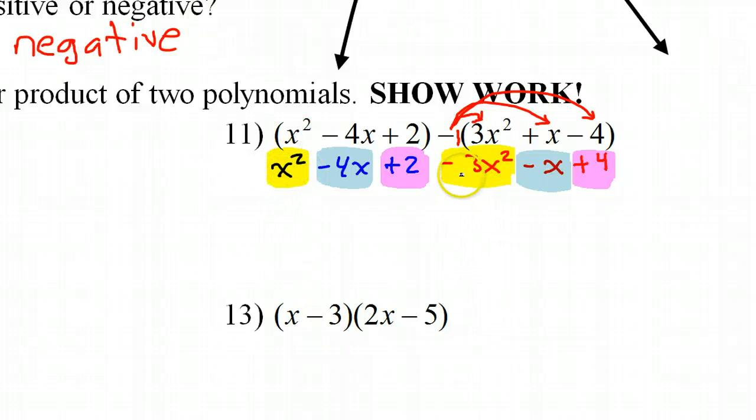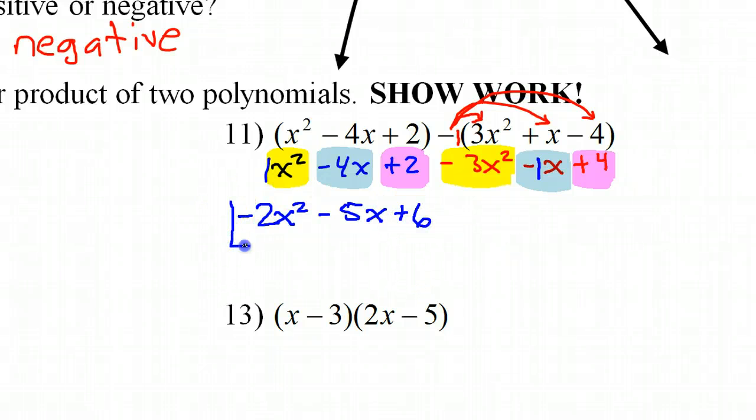x squared minus 3x squared. Well, this is like having 1x squared minus 3x squared. 1 minus 3 is negative 2. So that's going to give me negative 2x squared. Only the coefficient changes. Keep the x squared. Now I'm putting these blue ones together. Negative 4 and this is like negative 1. Together that makes negative 5. And so negative 5x. And then of course positive 2 and positive 4 is positive 6. So that would be the answer to number 11.